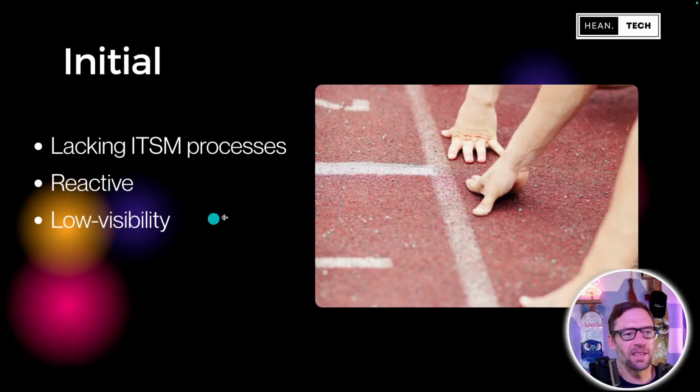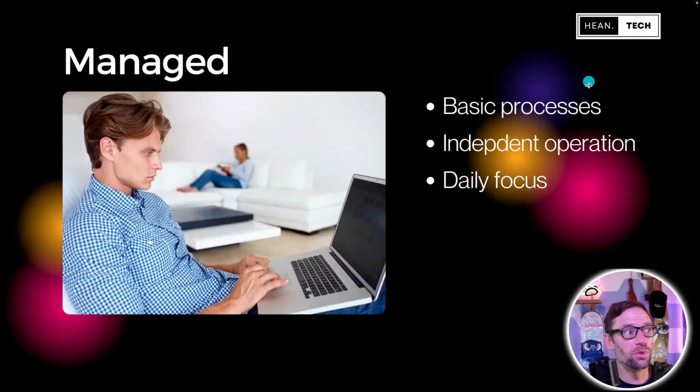Folks aren't really sure where the IT team is, how to get support, or what to do. I worked at a place where the CEO would just walk into the IT office and ask for help. So that's initial. That's the first step in our maturity. Orgs tend to quickly realize, hey, we need to improve. And then they get up to managed.